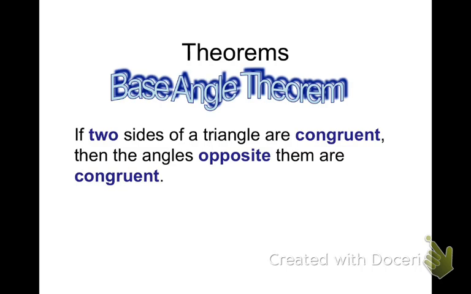So if we had to make a picture of what the base angle theorem would say, here is your isosceles triangle. You've got 2 sides that are congruent. That's pretty good, not too bad, huh? There are your 2 sides that are congruent. So what the base angle theorem says is that the angles opposite of those congruent sides will be congruent. It's pretty much saying that if you have congruent sides, then base angles will also be congruent.